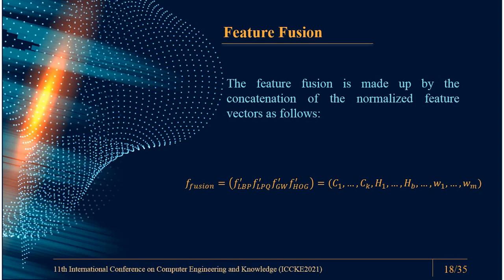Feature fusion. The feature fusion is made up by the concatenation of the normalized feature vectors as follows. It combines different features to provide a complete feature vector.